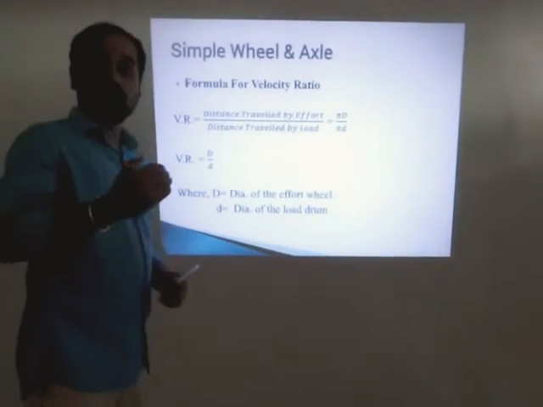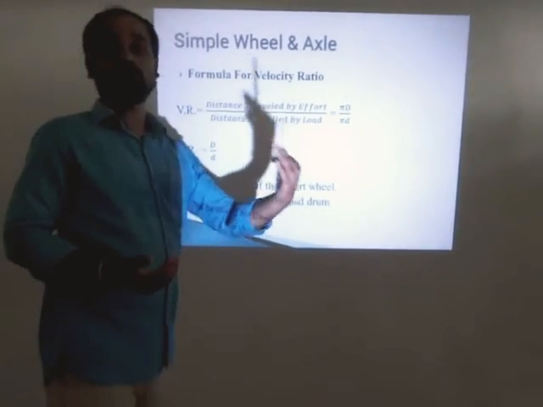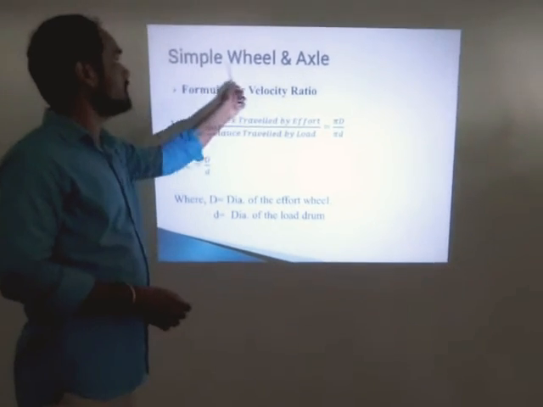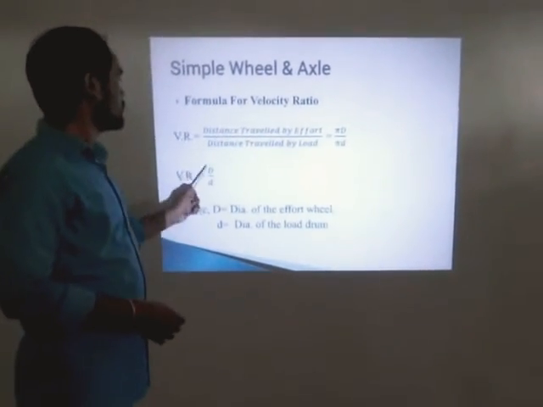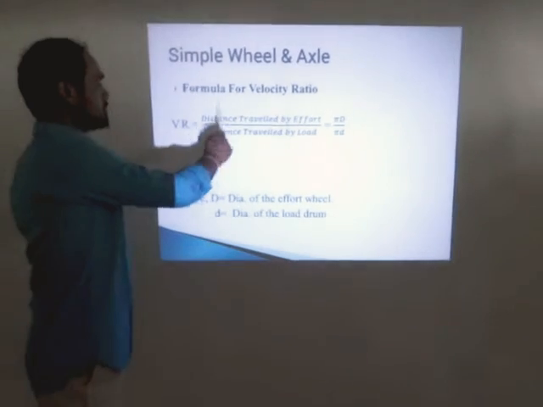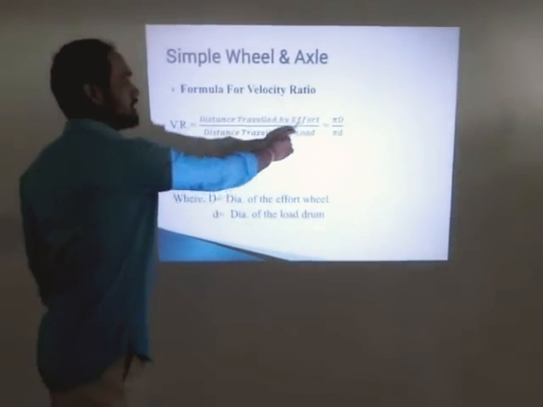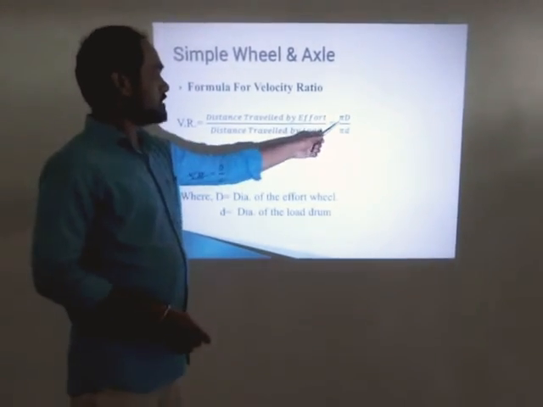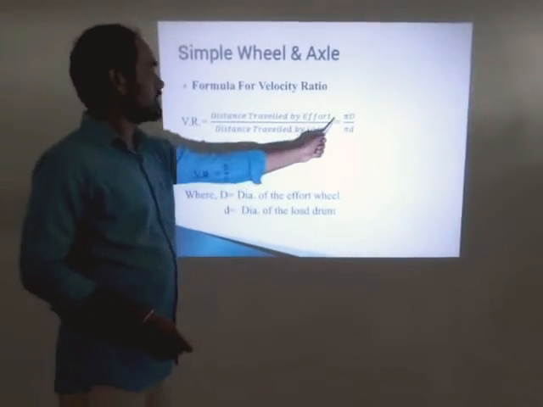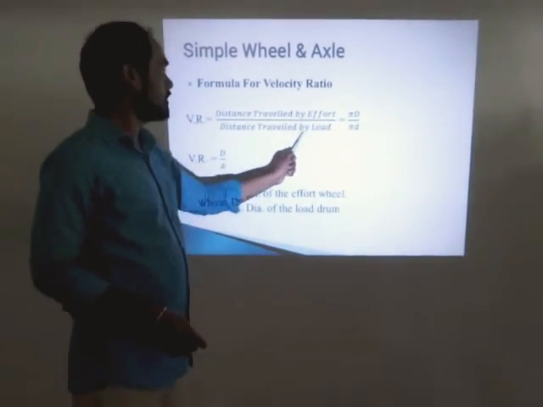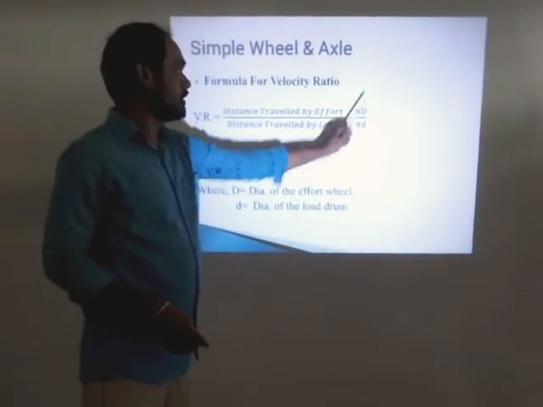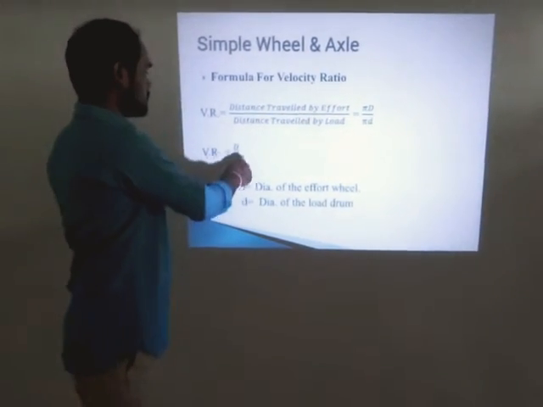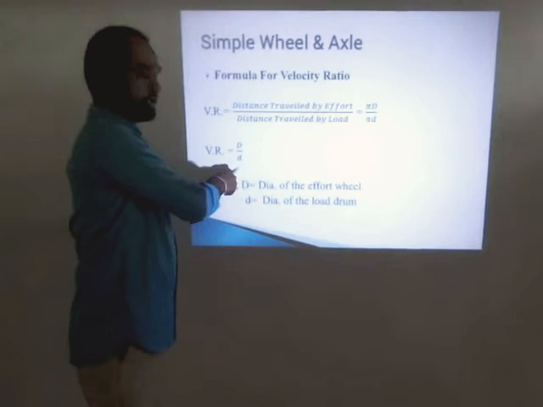The value of velocity ratio for different simple machines is variable. For the simple wheel and axle, the velocity ratio is the distance traveled by the effort to the distance traveled by the load. For this machine, the distance traveled by the effort is pi D, and the distance traveled by the load is pi into small d. By cancelling pi, we get velocity ratio is capital D divided by small d.